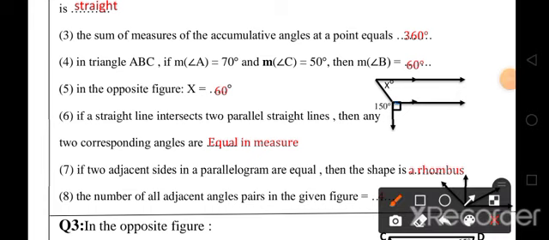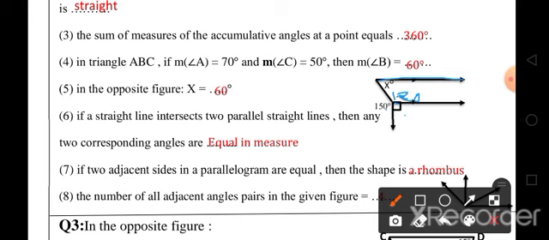This point has around it three angles, so we call it accumulative angle at a point, and the accumulative angle at a point equals 360. We want to calculate this angle. So we will write 360 minus (150 plus 90) equals what? Equals 120. This angle equals 120.